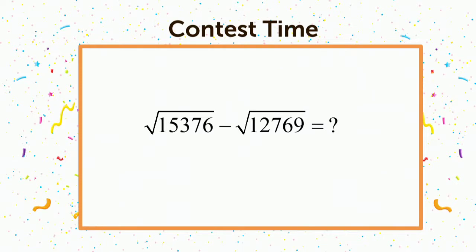Five-digit numbers are there. Just use the steps we have discussed of finding out the square root. And you'll see that it will be a very simple thing for you to find out the square root of the numbers 15376, 12769.